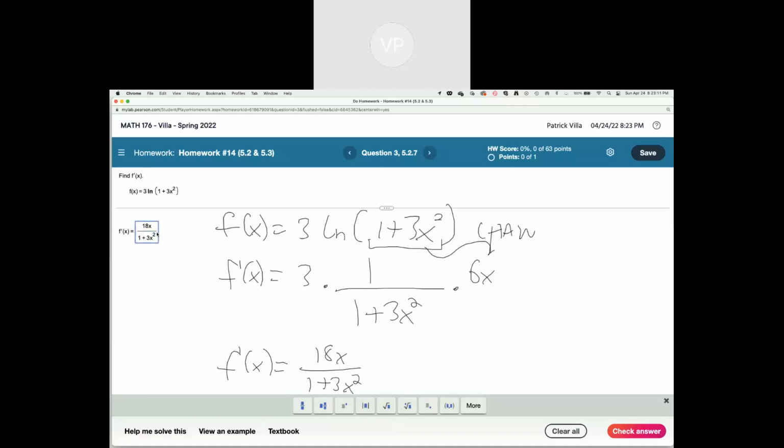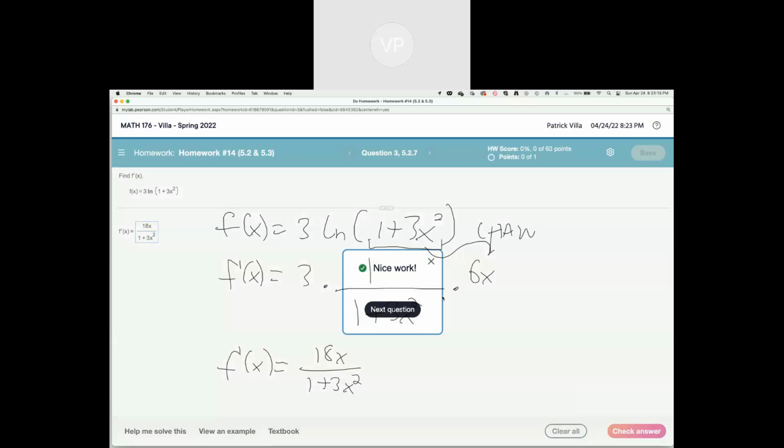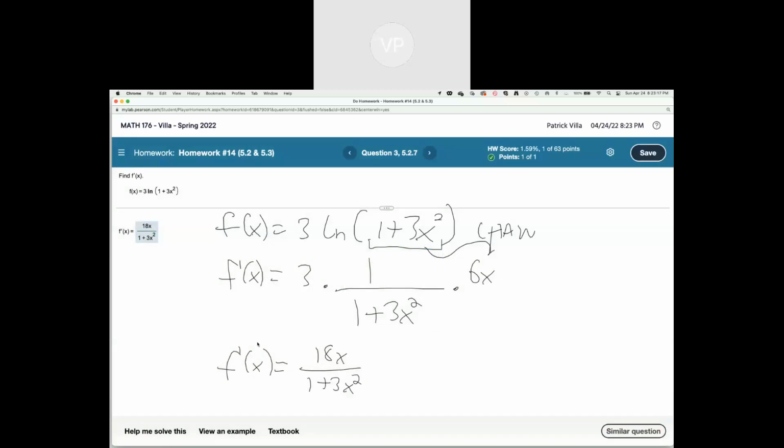And remember, this is derivatives. There is no plus c. That's for integration. Okay, that's what we have here. So again, check that over if you need, and we'll go on to the next few problems, doing the same kind of thing here. All right, let's look at number 7.